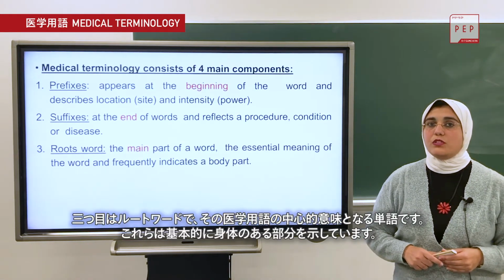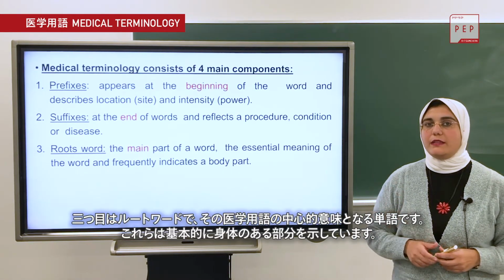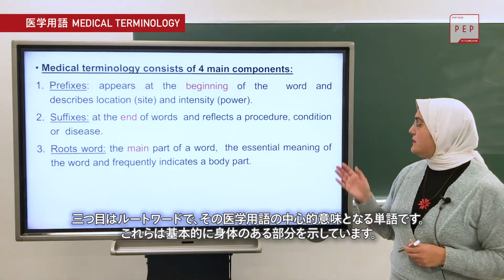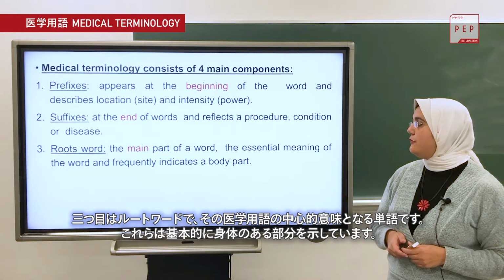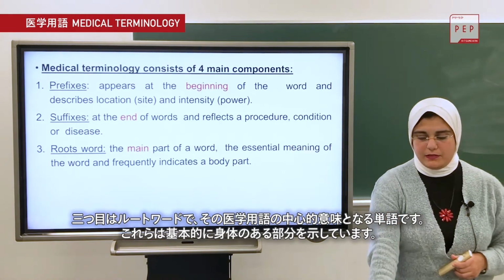Third one is the root word, which is the main word located in the medical term, and the essential meaning of the word frequently indicates a body part.